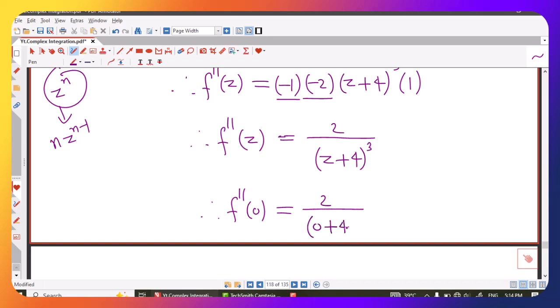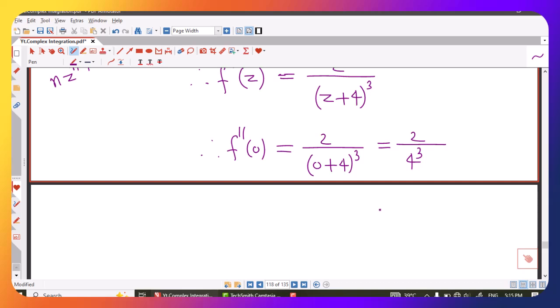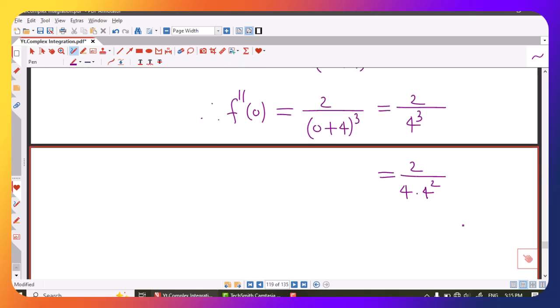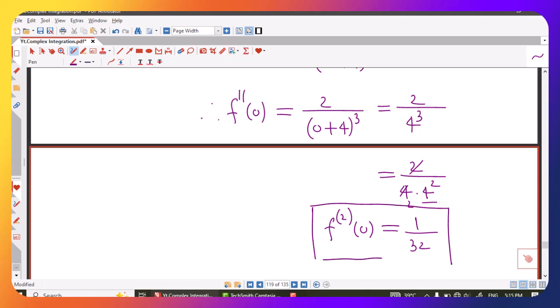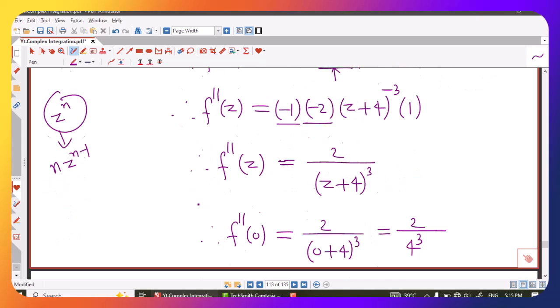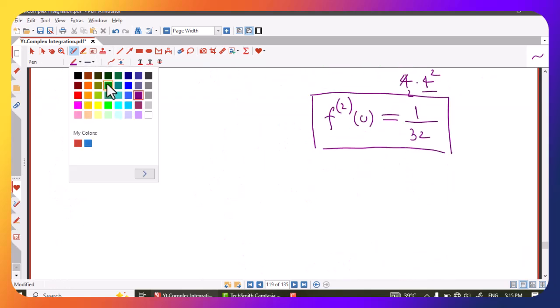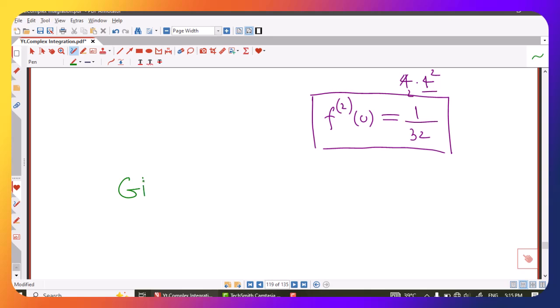This is 0 plus 4 cube, so this is going to be 2 divided by 4 cube, or this we can rewrite as 2 divided by 4 into 4 square, and these 2 will get cancelled, and 4 square is 16 times 2, that is 1 divided by 32. So this we can rewrite in another notation as second derivative of f of z at 0 is 1 divided by 32. Then we have to write down information about given contour.